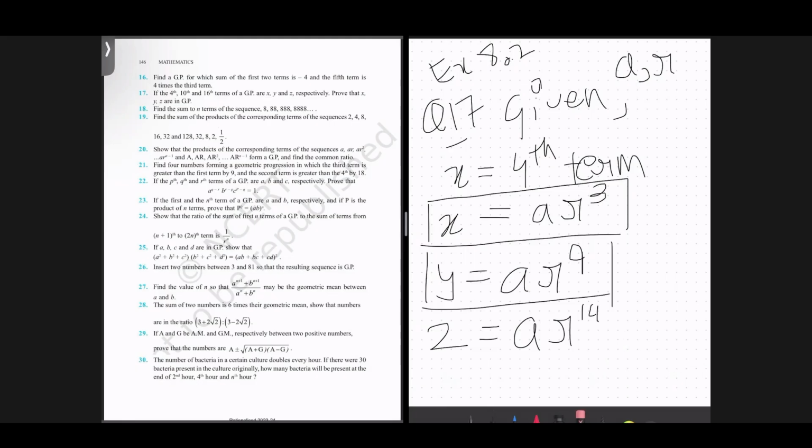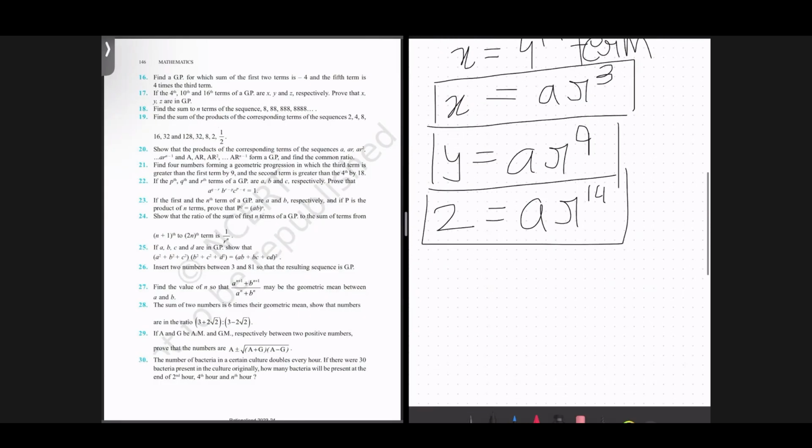So these are the three equations that I have been given, and from these three equations, I'm going to prove that these three terms are also in a GP. Right? So to prove that these particular terms are in a GP, would it be sufficient for me to prove that Y upon X is equal to Z upon Y? Would that be sufficient? Now ponder over it.